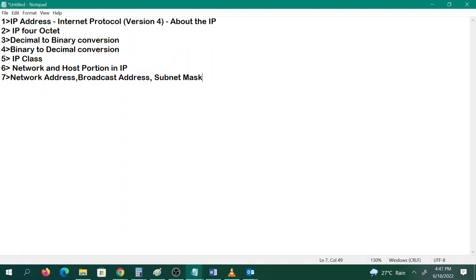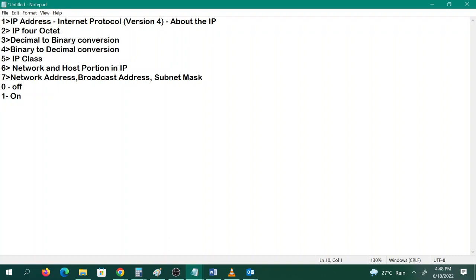A bit is binary, 0 or 1. 0 is called an off bit and 1 is known as an on bit. We divide the 32-bit IP into 4 octets. In 1 octet there will be 8 bits.